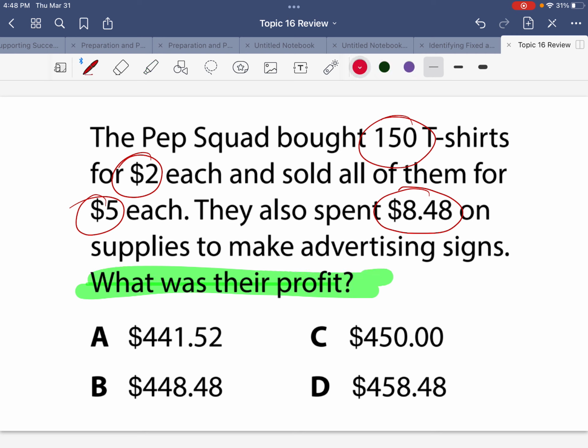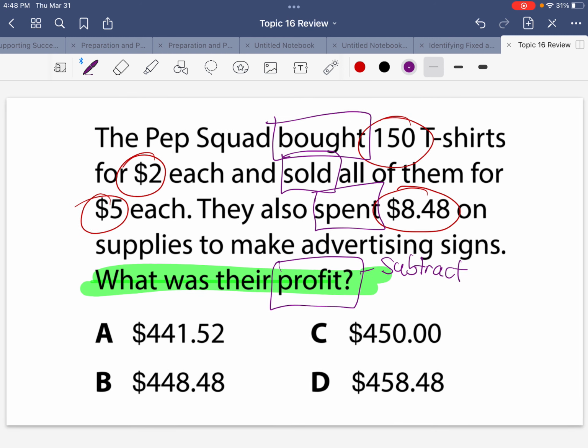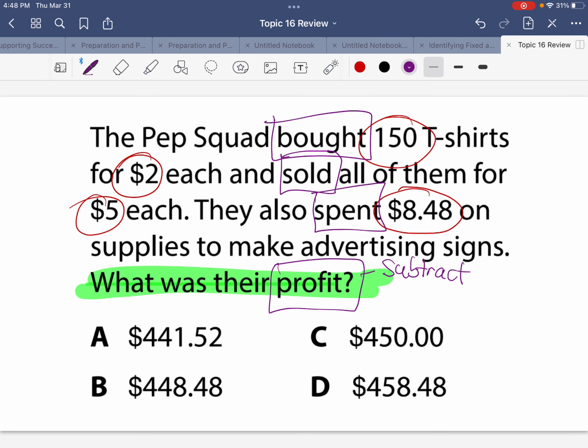Okay. Now I'm going to box in my keywords. I have bought, sold, spent, okay, and I have profit. So remember, if I have the word profit, the one operation I know that I'm for sure going to do is subtract, okay? I know at some point in this problem I'm going to subtract. So when it comes to profit, your first step is you need to add everything that they bought in order to make it.